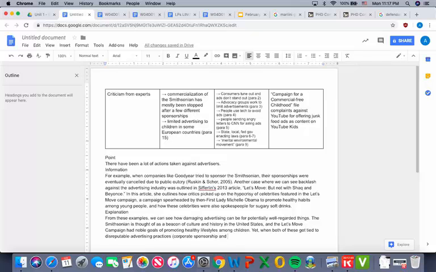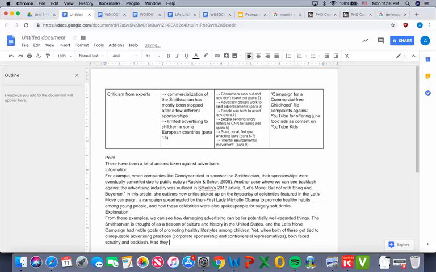Let's see, corporate sponsorship, and I'm trying to think of a way to describe what happened, or very simply describe what happened in the Let's Move campaign. And controversial, maybe it's a little bit strong, but that's good for now. So corporate sponsorship and controversial representatives got tied. So yeah, when both of these got tied to disreputable advertising practices, both faced scrutiny and backlash.